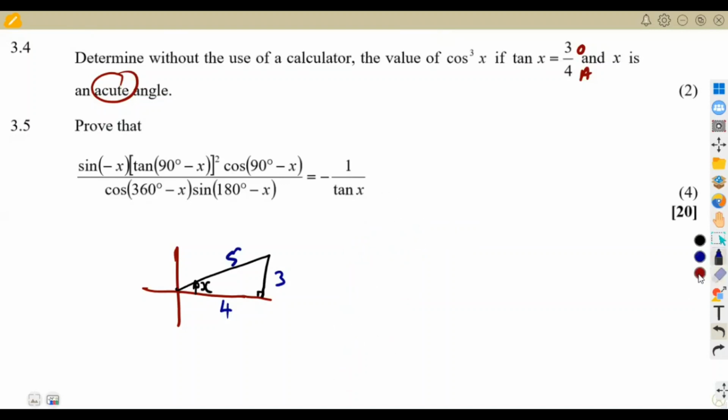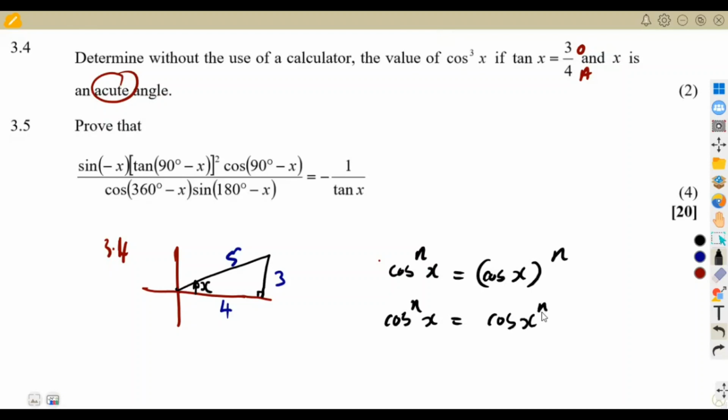And from there, we can now find the cos cubed x. Remember, I also mentioned this part very clearly, that cosine to the exponent of n, written like this, is the same as cosine of x, all to the exponent of n. It is not that the cosine of x to the exponent of n means only x is raised to the exponent of n. This is wrong. This is totally wrong.